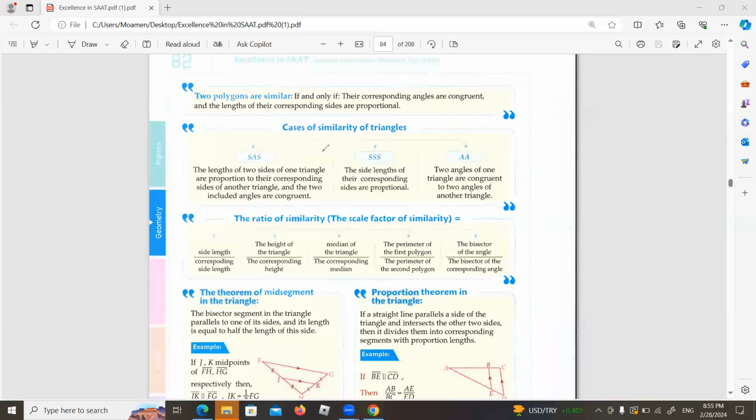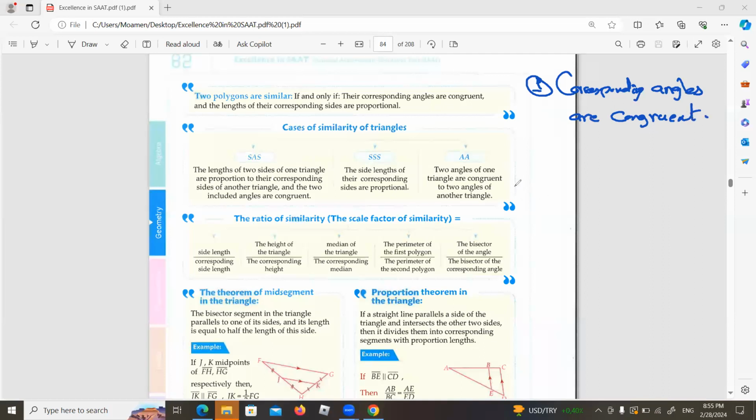Two polygons are said to be similar if and only if we have two cases. Number one, the corresponding angles are congruent. So the angles must be the same, must be equal.